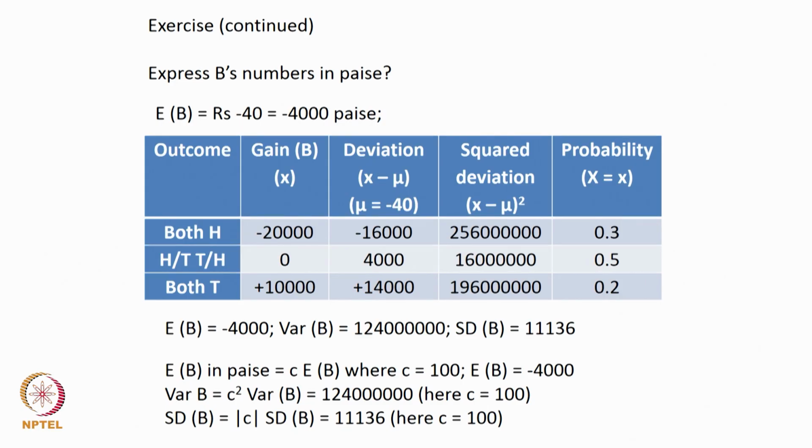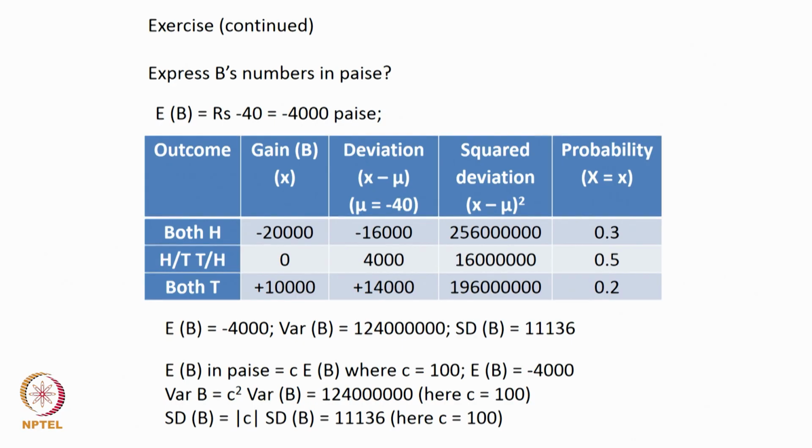So, now we try to establish that relationship. So, expected value of B in paise is C times the normal E of B. Now, in this case C is 100. So, earlier expected value of B was minus 40, now it becomes minus 4,000, which we have calculated here, which we can also see as minus 20,000 into 0.3 plus 0 into 0.5 plus 10,000 into 0.2.